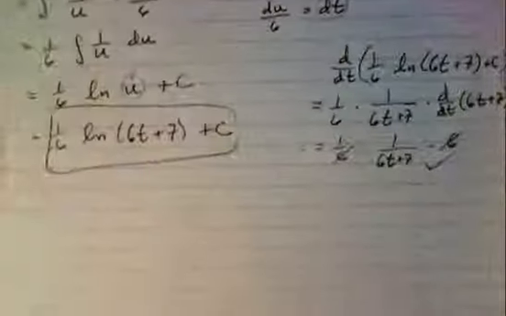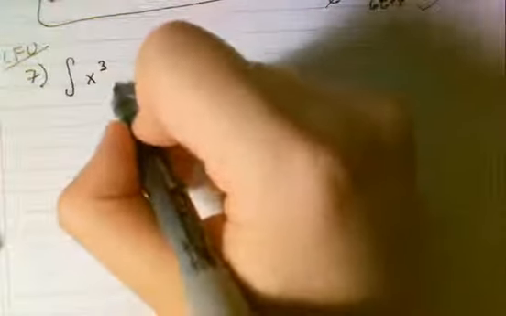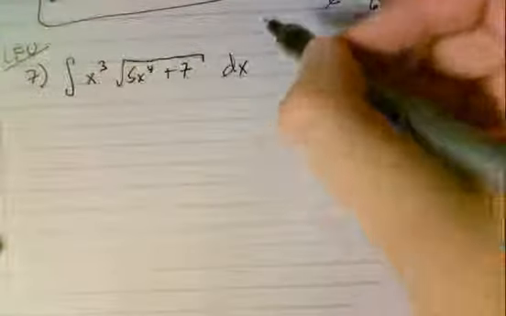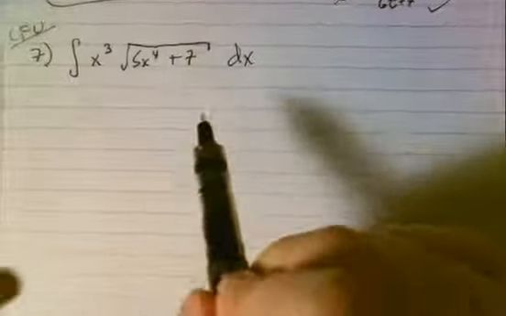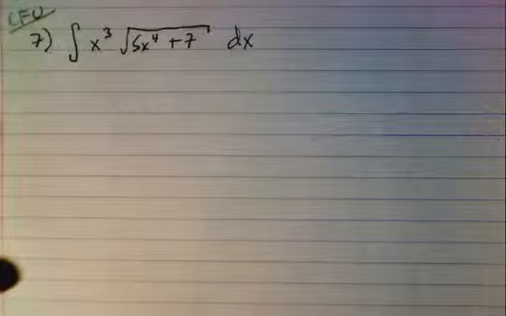Let's have you do a check for understanding problem now. Let's do the antiderivative of x cubed times the square root of 5x to the 4th plus 7 with respect to x. Don't forget to rewrite before you do anything. Try that one on your own. Let's restart the video when you're ready. Pause the video now.